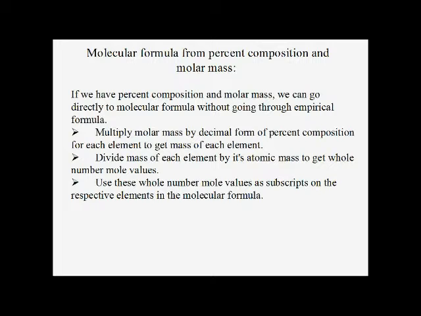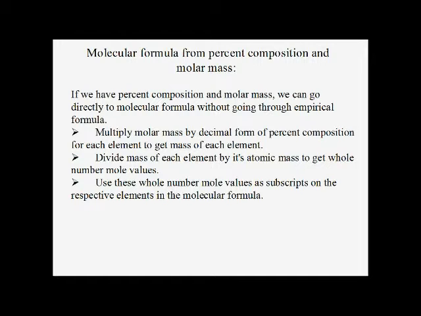If we're not interested in getting the empirical formula, we have another way of going directly to the molecular formula from the percent composition and molar mass. In this case, what we do is that we assume that we have a molar mass amount of mass. So we're using our molar mass as our assumed amount of mass of the compound. So then what we do is we use our percent composition, turn it to decimal form, multiply the molar mass by the decimal form, and that will get the mass of each element. But this will be the mass of each element in the molecular formula of the compound.